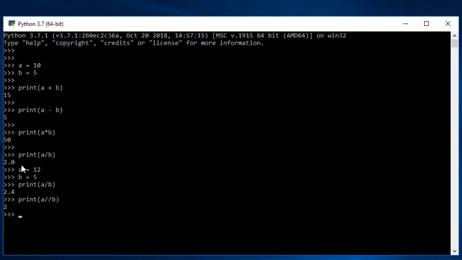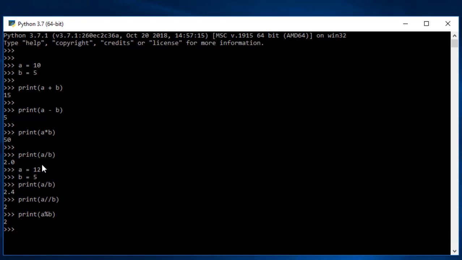And the two things that I want to talk about are the modulus operator and the exponent operator. So what is the modulus operator? Let us do that also. If I have A and I use modulus with B, I get a result of 2. So it basically gives you the remainder. Here I have 12.